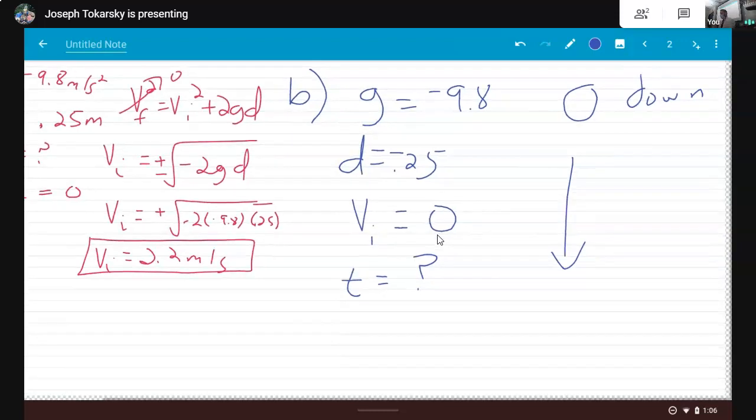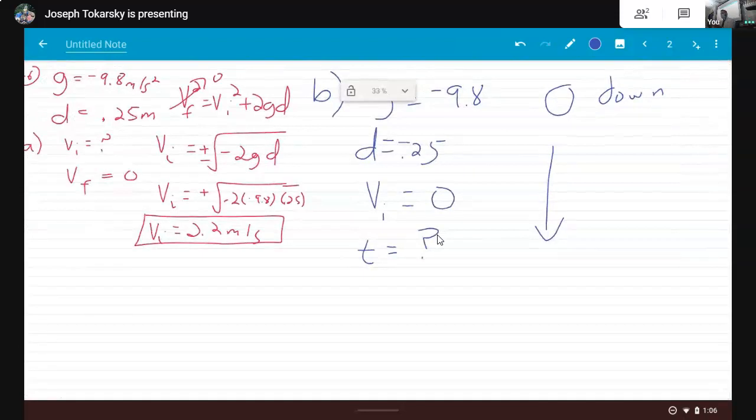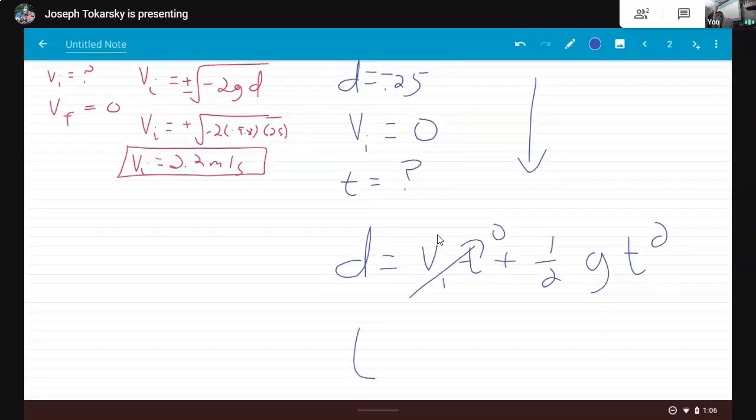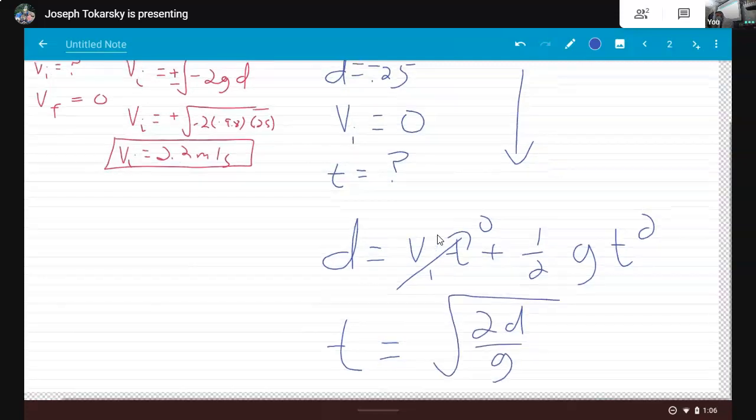Now I could solve for t, and I'll still have to double it because it'll just be the way down, not both, which we need the total time, but it shouldn't be a big deal. So if I pick equation 2, which is d equals VIt plus 1/2 gt squared, VI now being 0 gets rid of that part. Rearrange to solve for t. t is the square root of 2d over g.